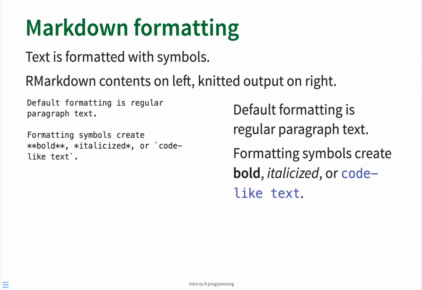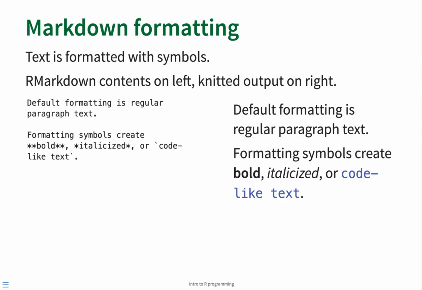So when we type text into an R Markdown file, it's not going to look very pretty. It won't be formatted. It will just look like typing text into a file in a very basic editor like Notepad in Windows. To get nice formatting, we need to insert what are called formatting symbols. So you can see an example here. On the left is what we might type into our Markdown file. And on the right is what it would look like when we have knitted to an output.